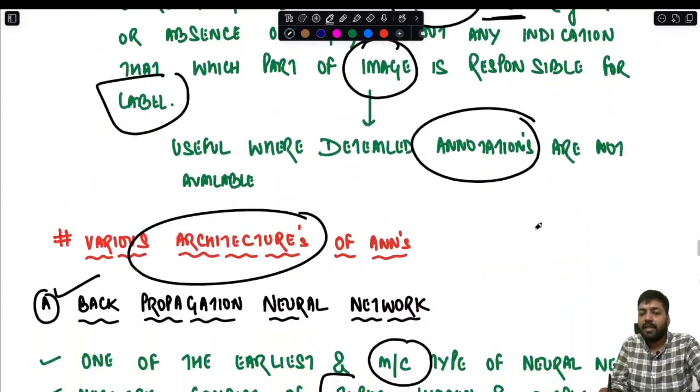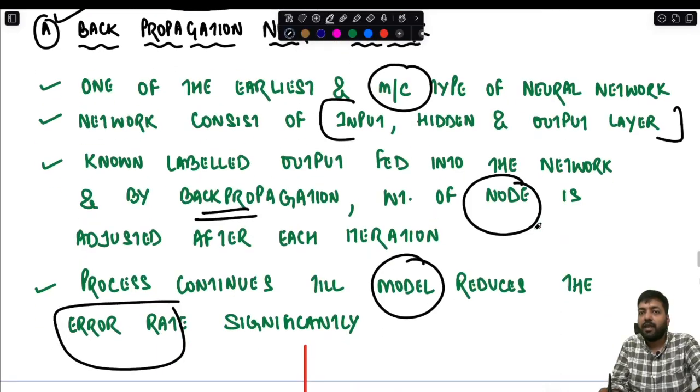So this back propagation neural network is basically used to reduce the error rate significantly. Whatever feed forward information is going, I will apply some weightage at the end so that whatever output I am getting, the errors are reduced.